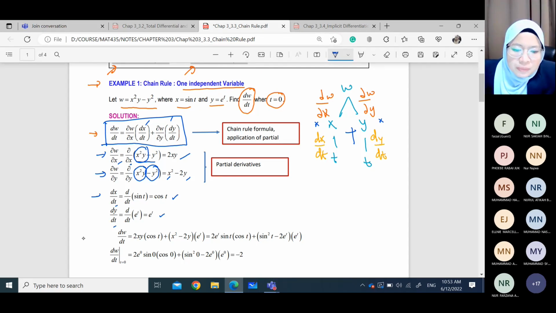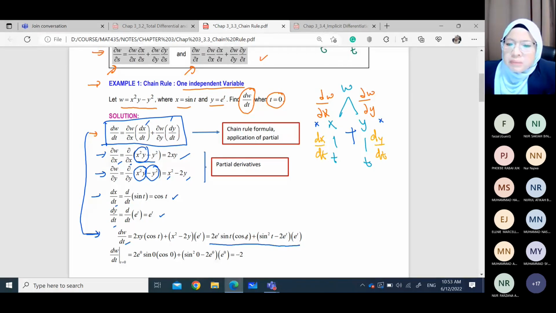Okay. So next part, we put all the information into this formula. Formula yang ni, you masukkan semua. And then you solve. Okay. So now we have the derivative with respect to t on w is 2 exponent t sine t multiplied with cosine t plus sine squared t minus 2 exponent t multiplied with exponent of t.